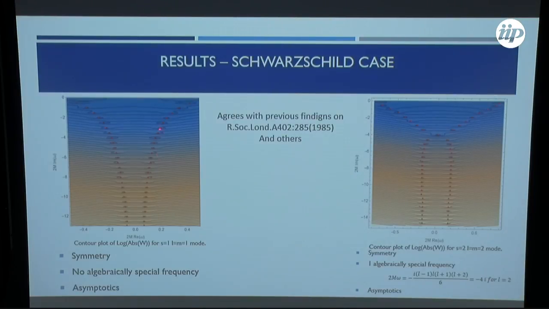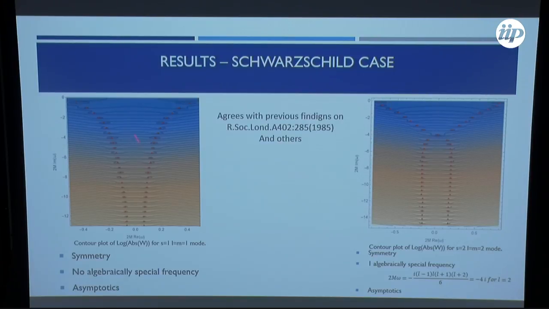This is for spin 1, so electromagnetic field perturbation, and gravitational field perturbations here. They all look symmetric around the imaginary axis, and this should be the case because the only way to give rise to a real perturbation is if you excite complex conjugate modes at the same time.